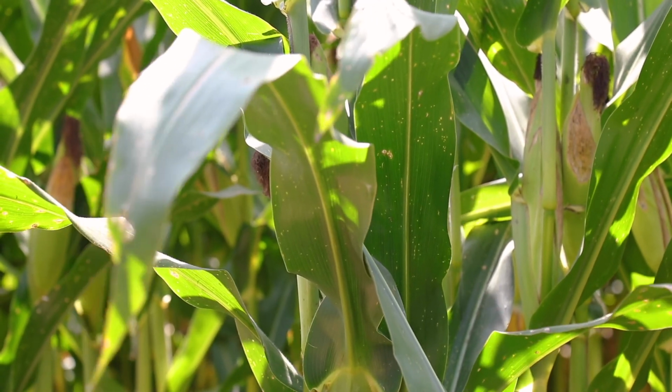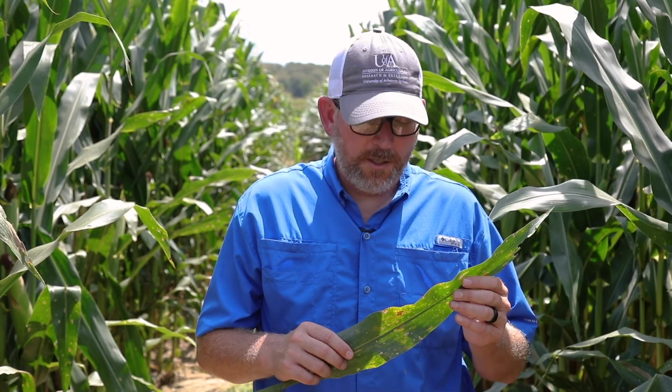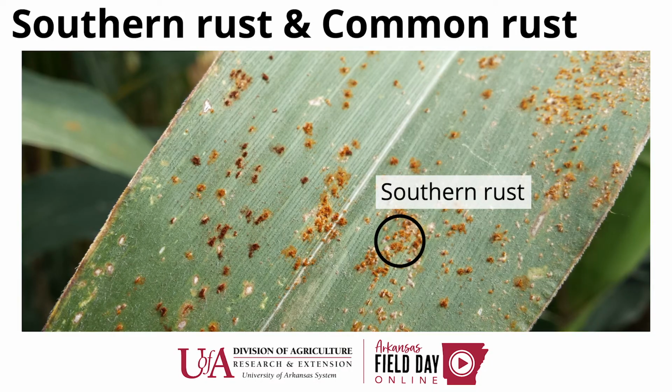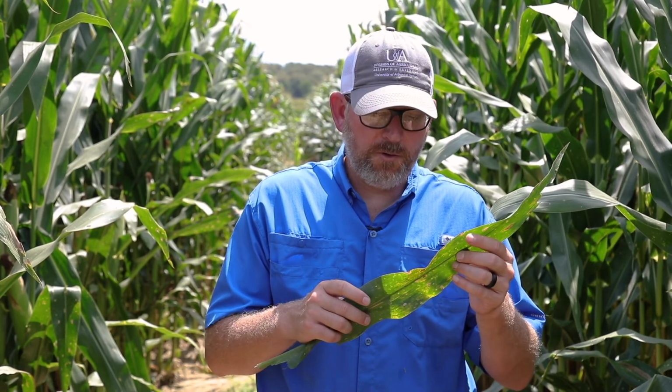So the leaf I'm holding in my hand is southern rust, and southern rust has sort of a bright orangey red appearance. This leaf actually came from just below the ear leaf. This time of year, southern rust is quite present in a cornfield that's finishing up.